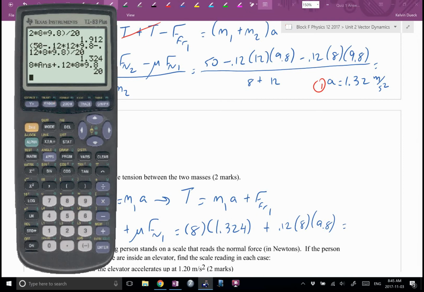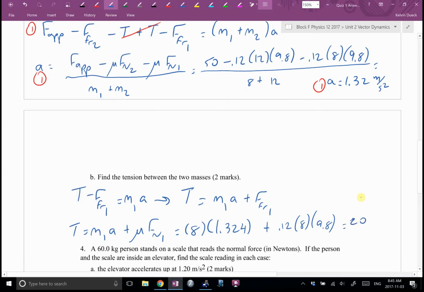Wow, is it 20 even? That's a nice fluke. I probably should have been able to do that one in my head. What would I do? I would probably give you half mark for the original equation, half mark for getting the T by itself, half mark for the numbers, and a half mark for the answer.